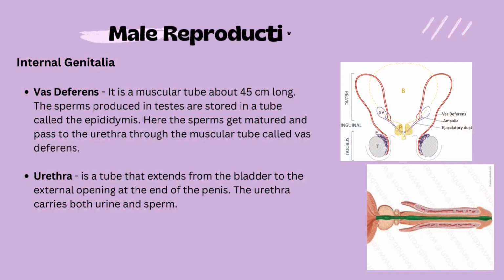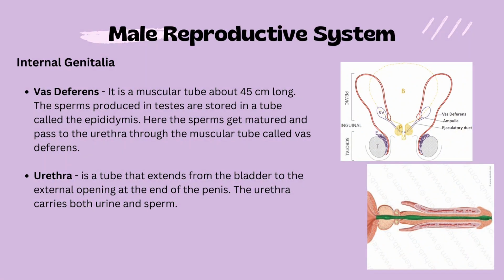Next is the vas deferens. So this is a muscular tube about 45 cm long, or also called a sperm duct or a ductus deferens in each testicle. The job of this duct is to move sperm away from its storage place in the testicle.